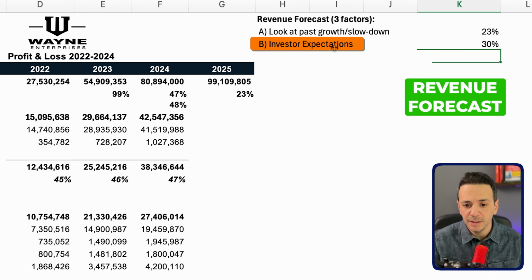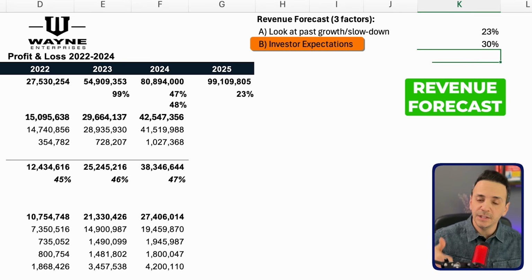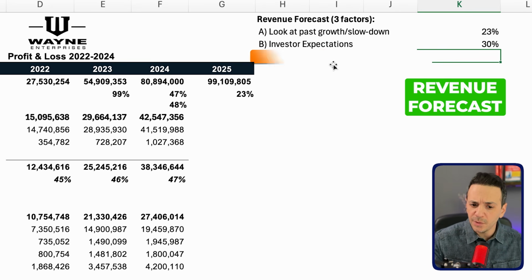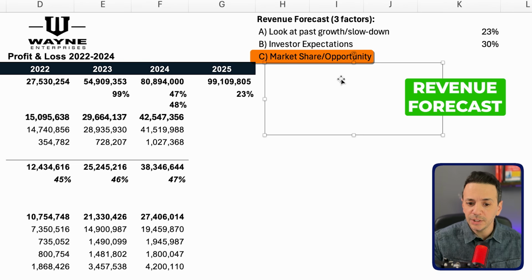So we'll put that in under investor expectation, and we are gathering this data so we can get an average between the past growth or slowdown and the investor expectation, and our third factor, which is the market share or opportunity, right? So we'll look at the market share and the opportunity that we have, gather the data on that, and plug it here to figure out the percentage.